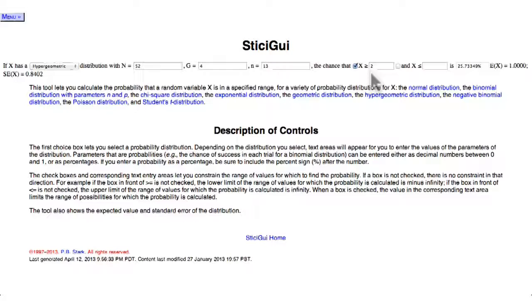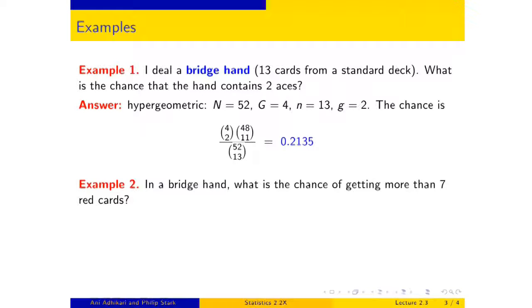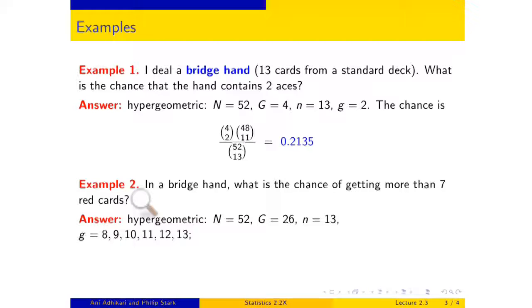So let's return now to one numerical example and one not so numerical. So we take another bridge hand, 13 cards out of 52, and now I want the chance of getting more than 7 red cards. And so my population is still the 52 cards. Successes are now red cards. And so successes correspond to 26 cards in the deck. I'm still dealing 13 and I want more than 7 red cards.